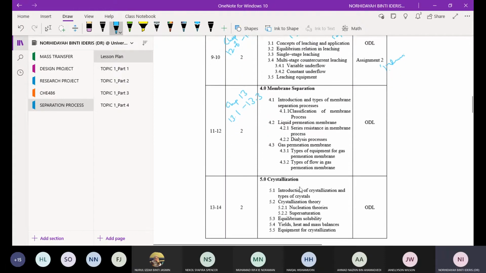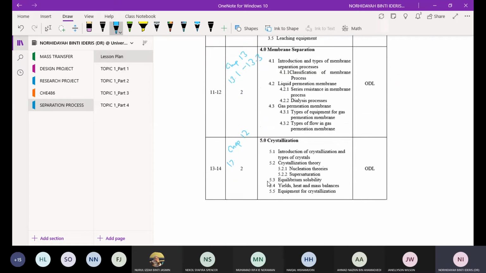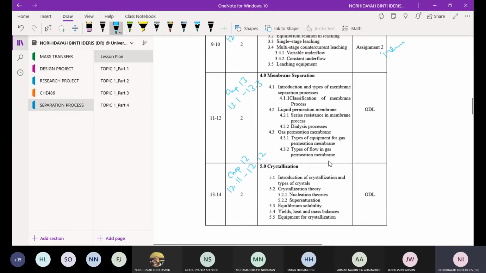Okay, crystallization is the process. The equipment, we call it as a crystallizer. Okay, so it is back to the chapter 12, okay, and from 12.11 until 12.12. Alright. Alright, so unlike previous topic, crystallization is also a different kind of separation process. You need to understand a bit difference lah about the concept and about how it actually works.